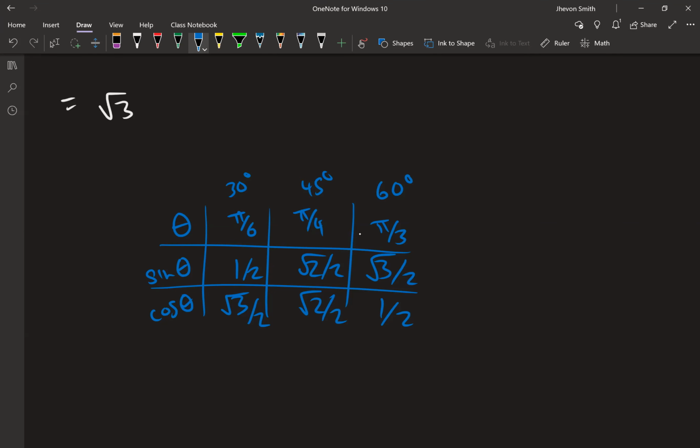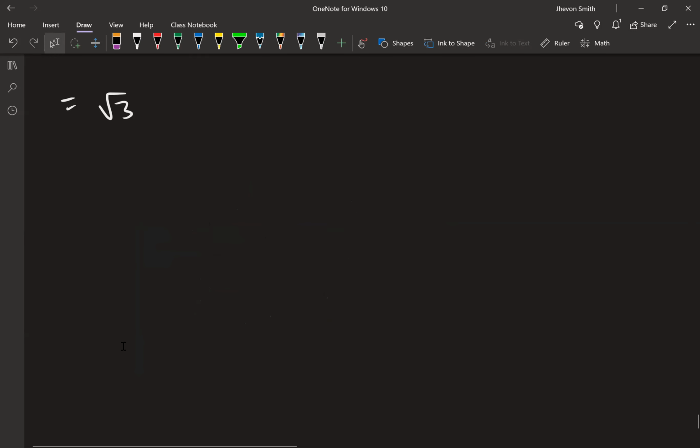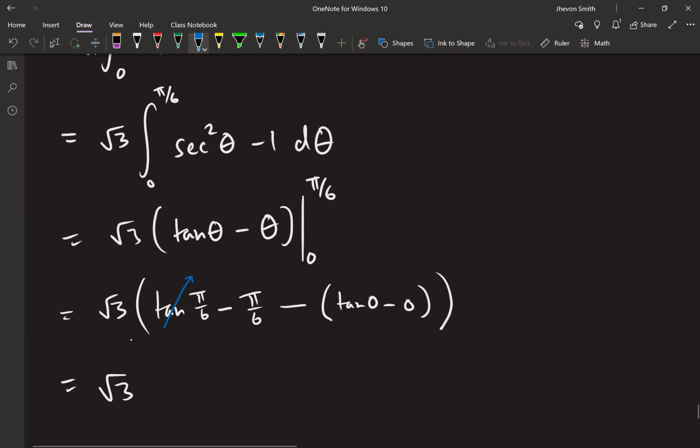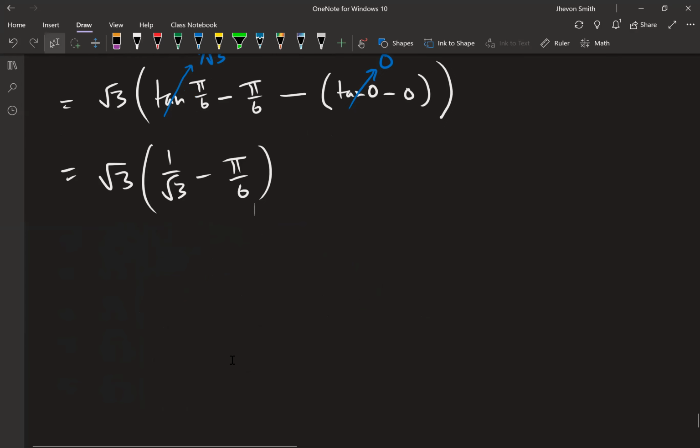So you would get radical 2 over 2. That is actually the tan inverse of pi over 4. So that is going to be 1 over radical 3. Tangent of 0 is 0. And so we would have here 1 over rad 3 minus pi over 6 is going to be the answer. And so you can look at this like 1 minus rad 3 pi over 6 or something like that.